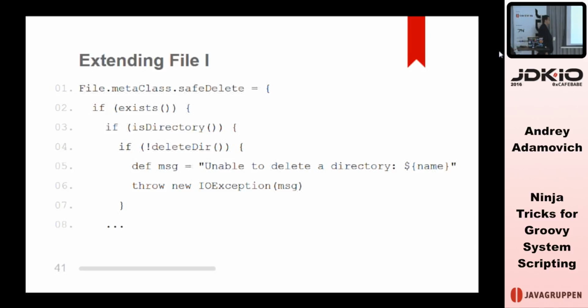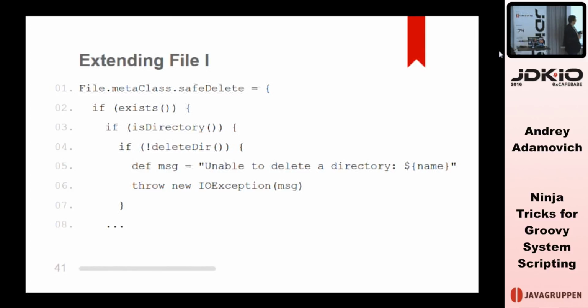Another good feature of Groovy is that you can extend existing classes with additional methods. And this leads to a situation where you can create very nice, very expressive DSLs on top of existing objects. So in this case, each class in Groovy will have a metaClass definition to which you can add a new method, let's say safeDelete, and you can assign a closure. This is a closure block, code block, which implements that method.